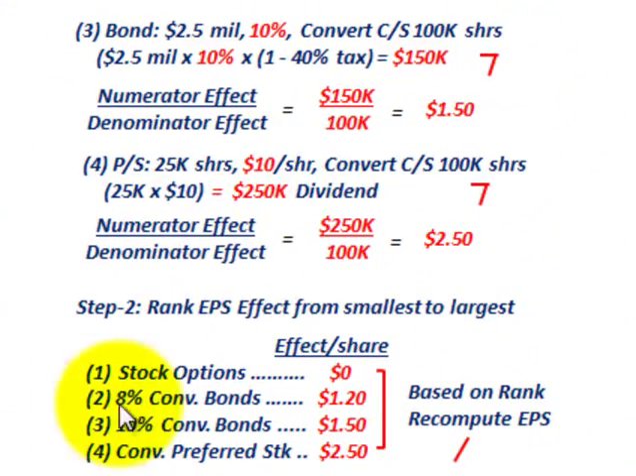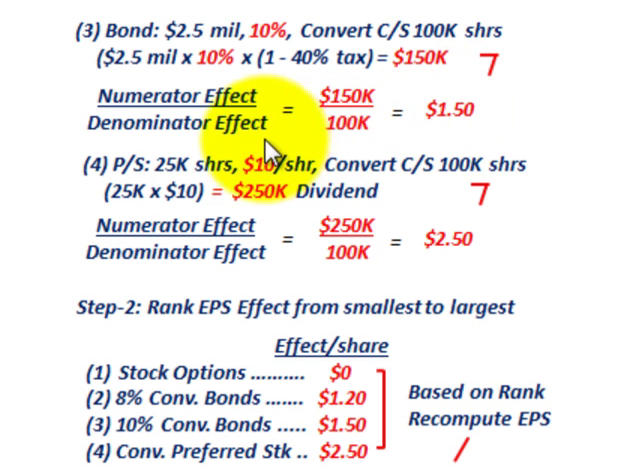Okay, so let's move up further to our next bond. Same thing: 2.5 million, it's 10%, converted into 100,000 shares. We go through the same thing: interest expense times 1 minus the tax rate, and that is equal to 150,000. So we avoided that amount of interest, and we add it back to our net income. Our numerator effect is that 150,000 in earnings per share. For the denominator effect, let's just say on our conversion ratio there were 100,000 additional shares of common stock issued based on the conversion of those bonds. But what we want to look at is this earnings per share effect, and that is $1.50 per share.